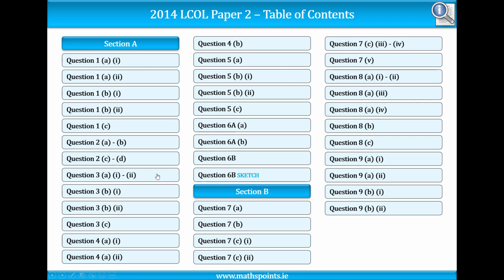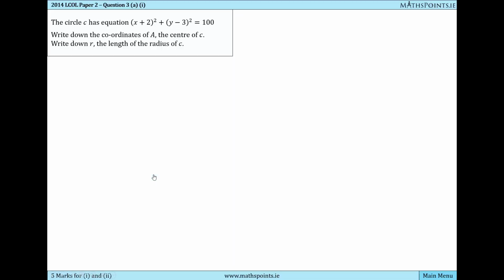So let's take a look at a coordinate geometry of the circle question from the Leaving Cert Ordinary Level 2014 paper 2. So it's question 3, and the first question gives us the equation of a circle, (x + 2)² + (y − 3)² = 100. And we're asked to write down the coordinates of A, the centre of the circle, and r, the radius length.